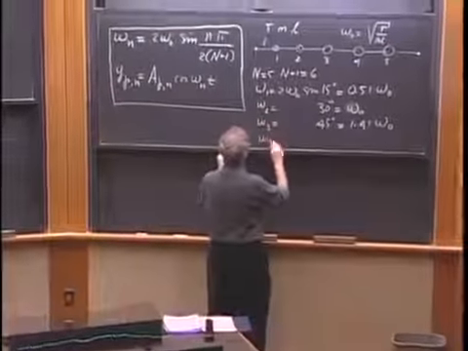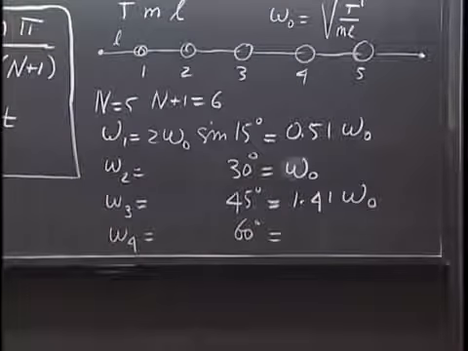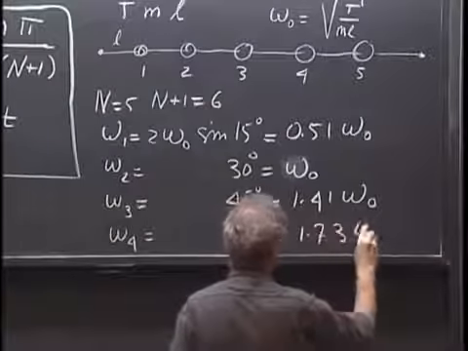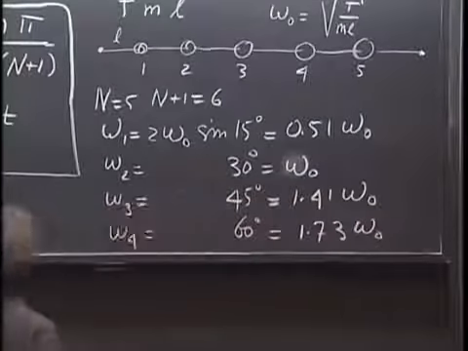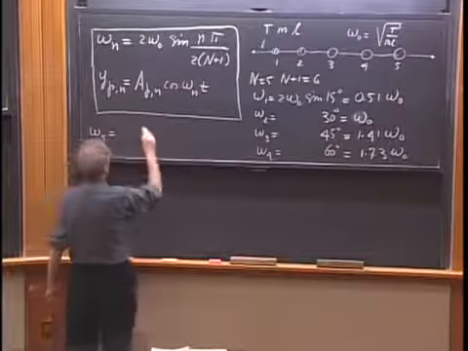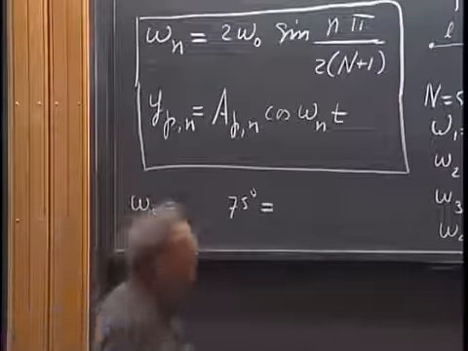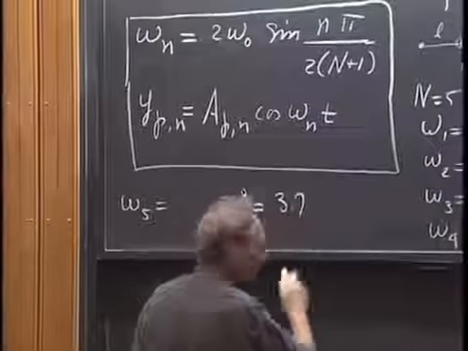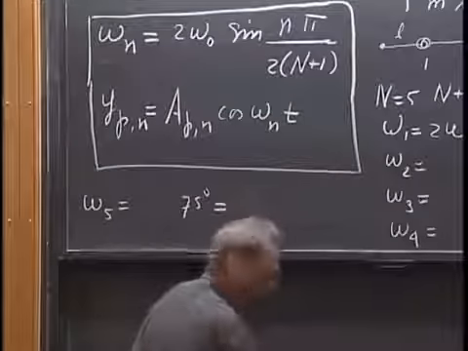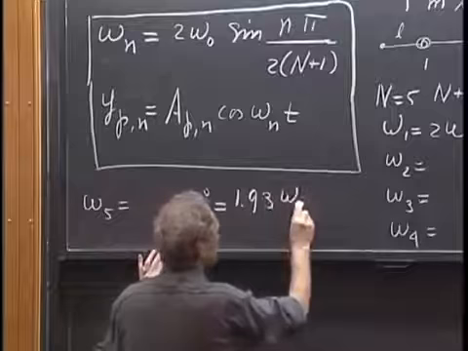Then I go to omega 4, and so I get 60 degrees, and that can only be approximated again by about 1.73 omega 0. And then I have omega 5, which is the last one, so I get the sine of 75 degrees, and that then becomes, no, 1.93 times omega 0.